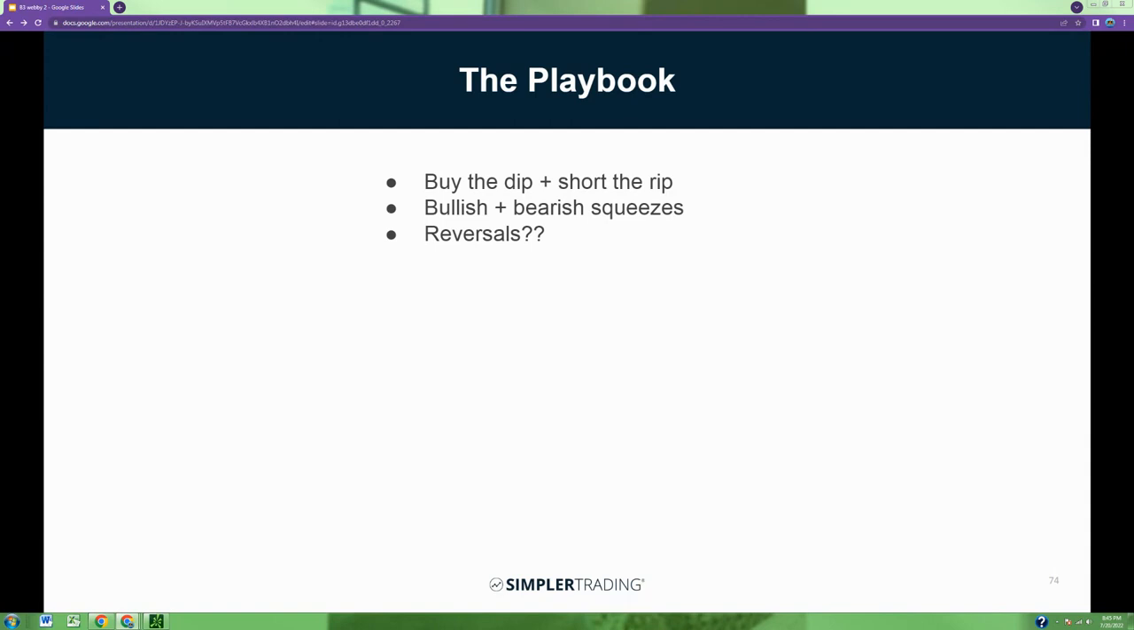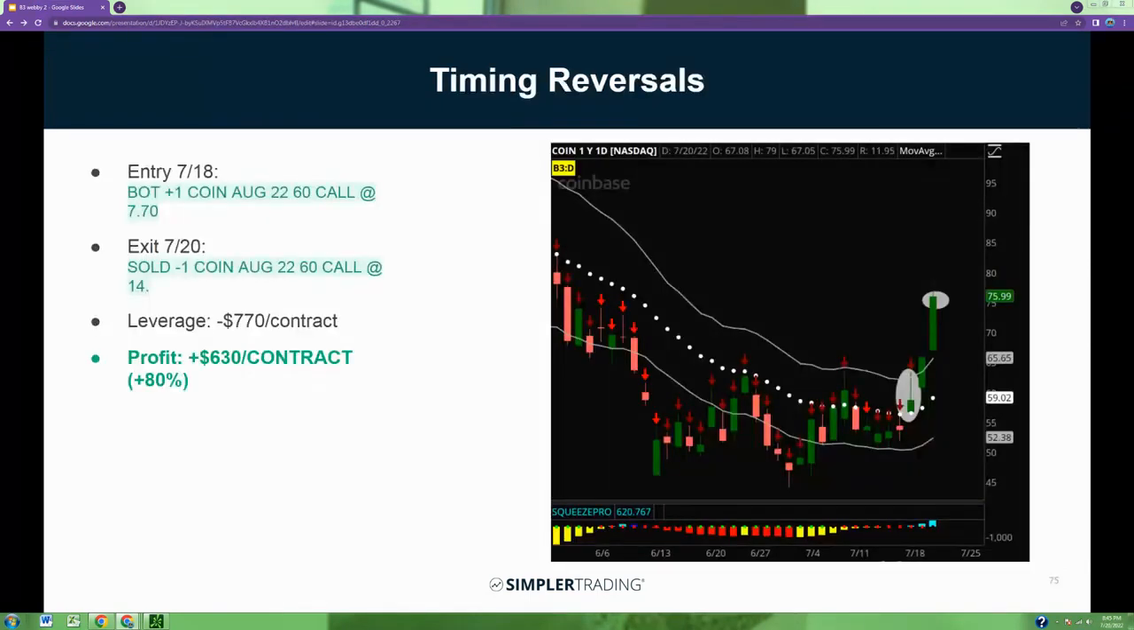But what about reversals? Let me know here in the chat, everyone, how many of you like to try to catch the reversals? I'm curious. But that's exactly what we did in Coin this week. So this was an awesome trade. We bought calls on Monday in my mastery. We sold them this afternoon for an 80% profit. We cut a pretty big rip.